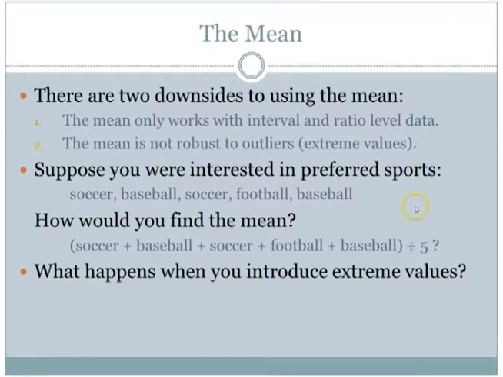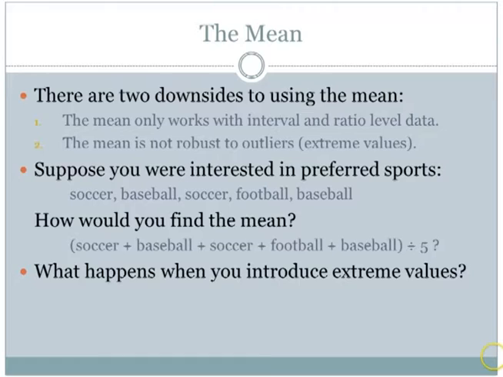If you're interested in preferred sports, so you have a group of kids or a group of college athletes, and you want to know what's their favorite sport, the average sport that they prefer. So there's 5 people. I like soccer. I like baseball. I like soccer, football, baseball. You couldn't really find the mean because you'd have to add these up and divide by 5. Soccer plus baseball plus soccer plus football plus baseball divided by 5. That doesn't make any sense at all, right? So that's no good. Can't use it.